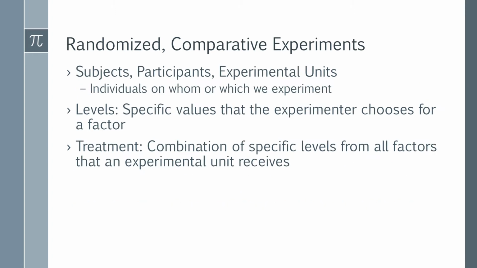Individuals on whom or which we experiment are known as subjects, participants, or experimental units. The levels are specific values that the experimenter chooses for a factor, and the treatment is the combination of specific levels from all factors that an experimental unit receives.